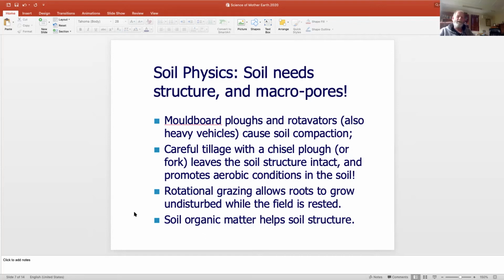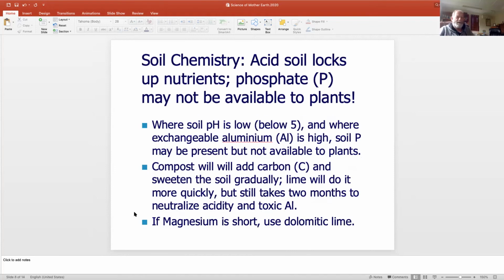Rotational grazing allows the roots to grow undisturbed while the field is rested, and if you have different types of plants, the different types of roots, deep roots like lucerne or alfalfa, shallower networks of roots, and a whole range of tap roots and networking roots are really important as part of your rotation planning, which we'll discuss later. Really important also is soil organic matter, which helps the soil structure, which is very much a part of organic farming. Moving on then to soil chemistry, the essence of soil chemistry is that acid soil locks up nutrients.